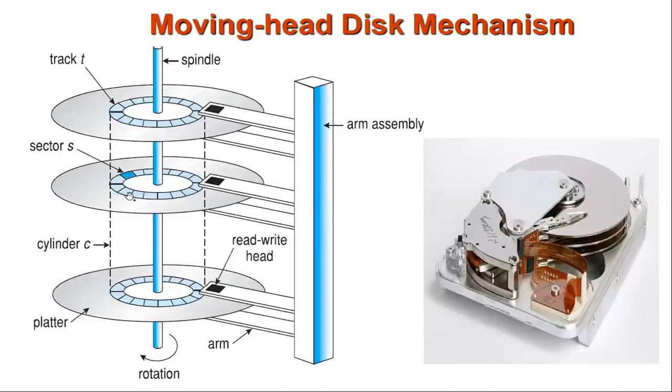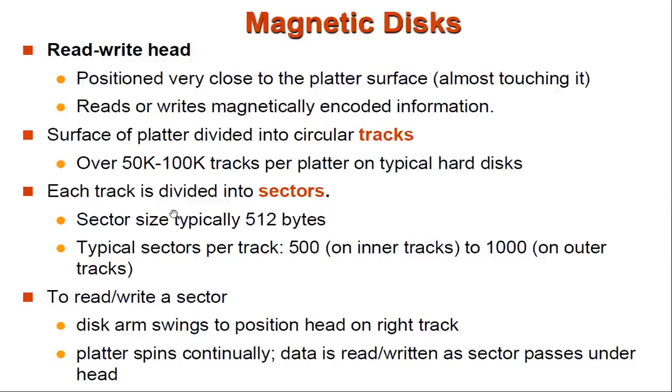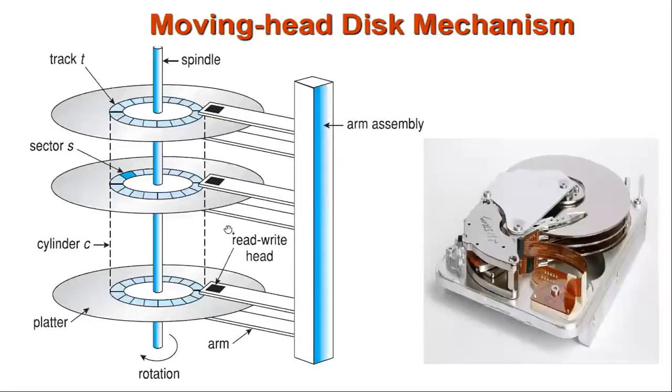Each track is divided into sectors. Each and every track is divided into small portions, which we call a sector. A sector is typically 512 bytes. Again, this may vary based on your file formatting. If you format your disk with a certain file format, the sector size may also vary. Typically, the sectors per track will be 500 on inner tracks and 1000 on outer tracks.